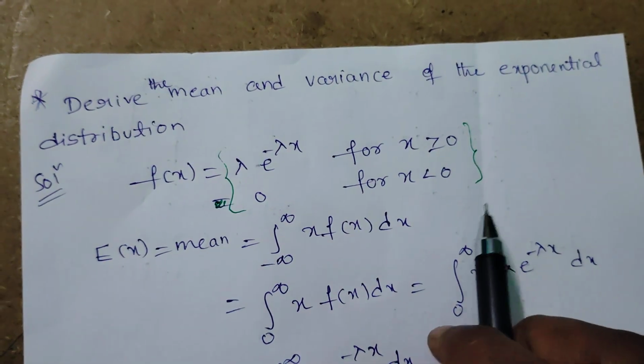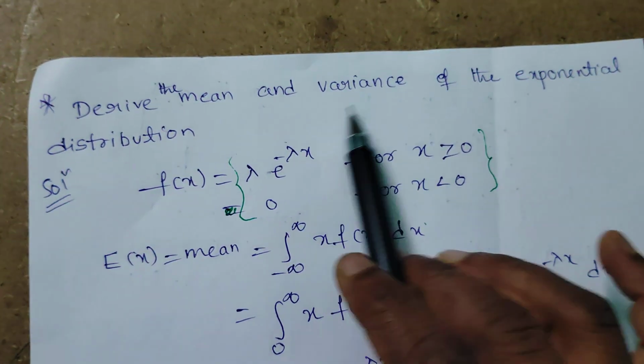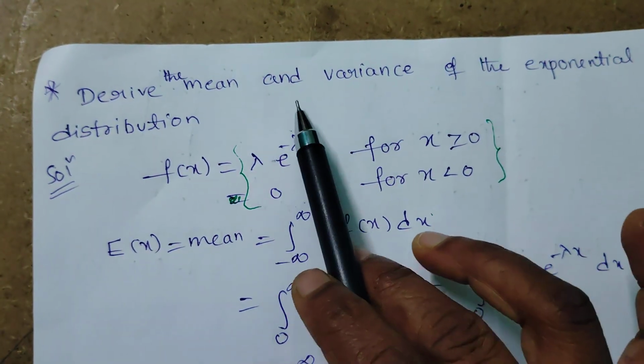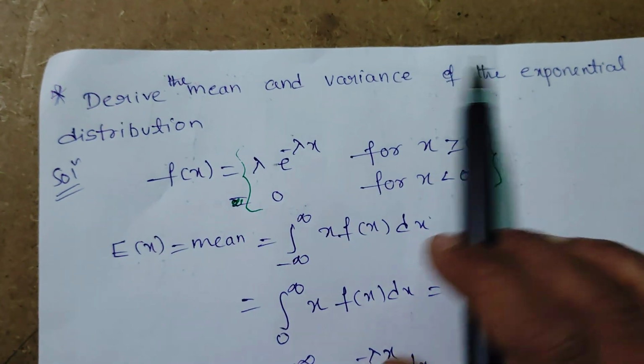Students, today I am explaining an important question in continuous probability distribution. Derive the mean and variance of an exponential distribution. That means we need to derive the formula for the mean and variance of the exponential distribution.